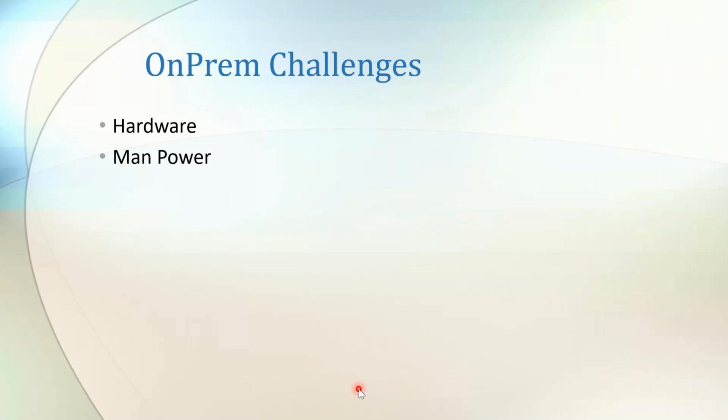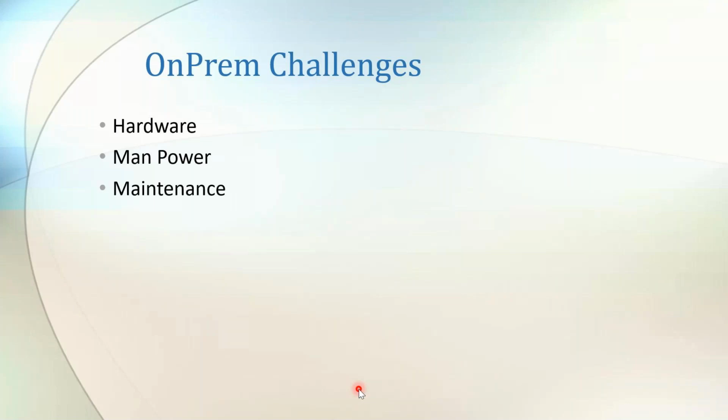So when it lands on the server, inside the server so many things should happen. Different layers are there, different hubs are there. In each and every hub there is manpower needed. So there is a dependency on manpower in terms of on-premises.